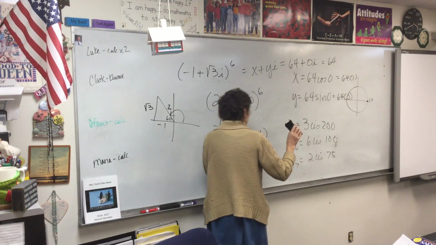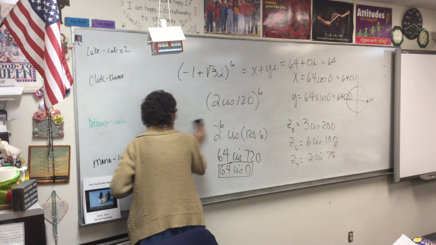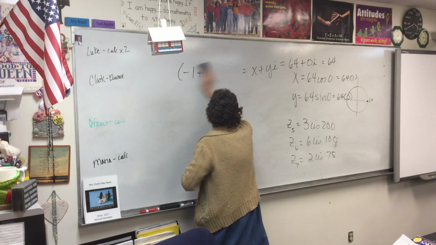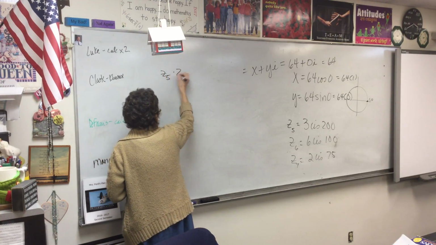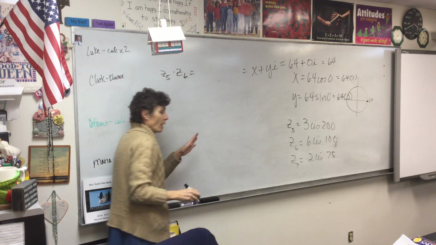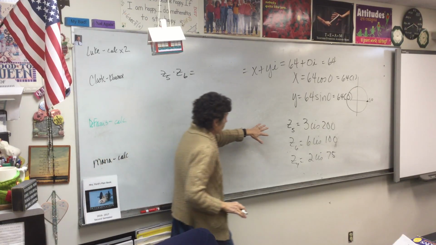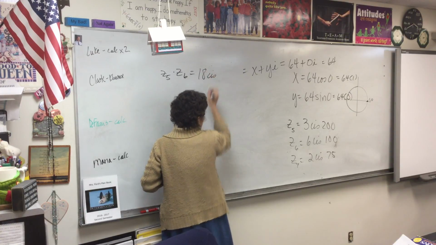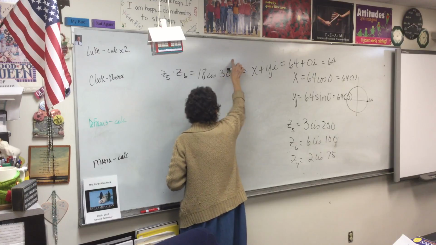Okay? Now, this is something new I need to add on to this conversation. We talked about already that Z sub 5 times Z sub 6 would be what? Everybody in the room should be able to do that. We talked about it. These two numbers multiplied together will be what? 18 cis 300. Okay, easy, easy, easy.